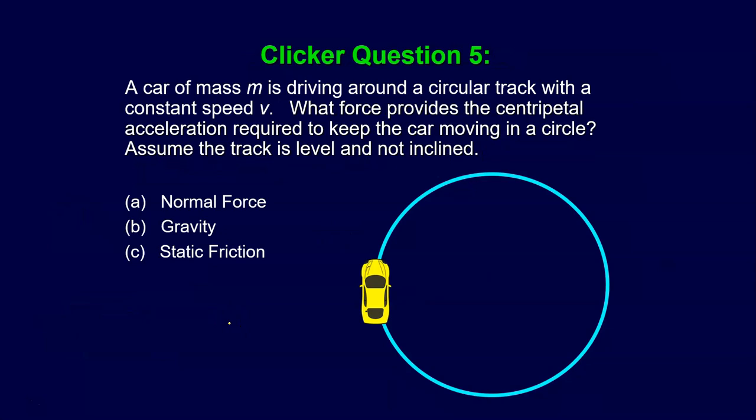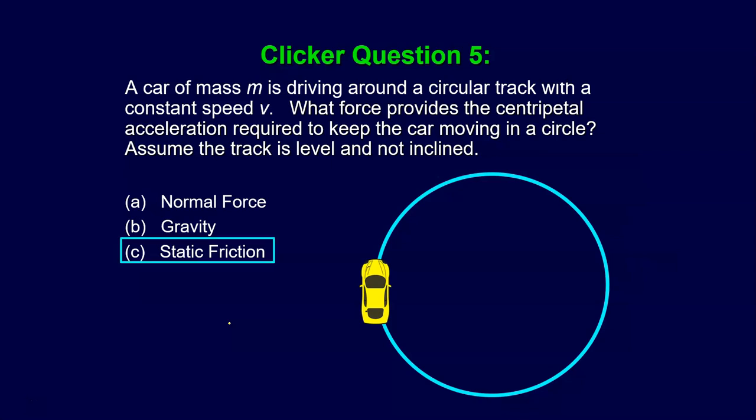And so let's look here then. A car of mass m is driving around a circular track with a constant speed v. What force provides the centripetal acceleration required to keep the car moving in a circle? Again, assume the track is level and not inclined. So go ahead and think about this one, and we'll talk about it.